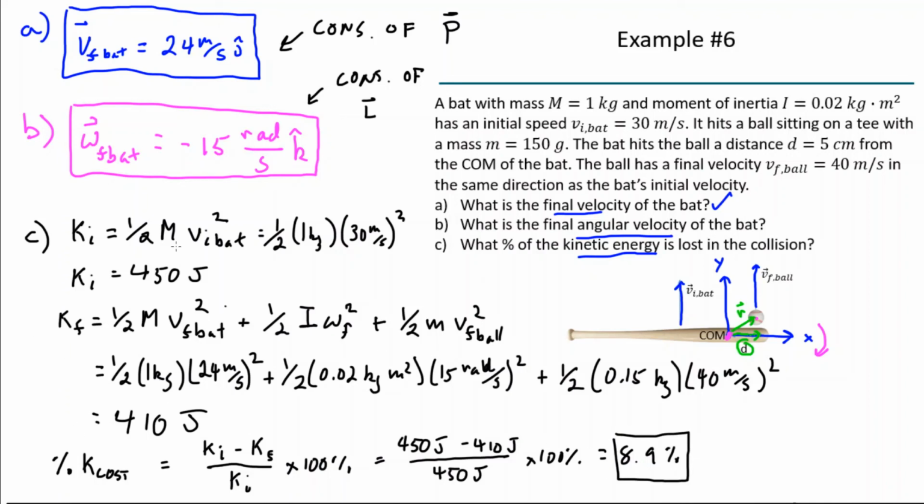So what happens here is that my initial kinetic energy, which is the translational kinetic energy of the bat, gets split three ways. I have the translational kinetic energy of the bat after the collision, the rotational kinetic energy of the bat after the collision, and the translational kinetic energy of the ball after the collision. And of course, your goal in hitting a ball is to get as much of this energy in here as you can. But you're always going to lose a little bit because this won't be a perfectly elastic collision. In this case, we lost 8.9%.